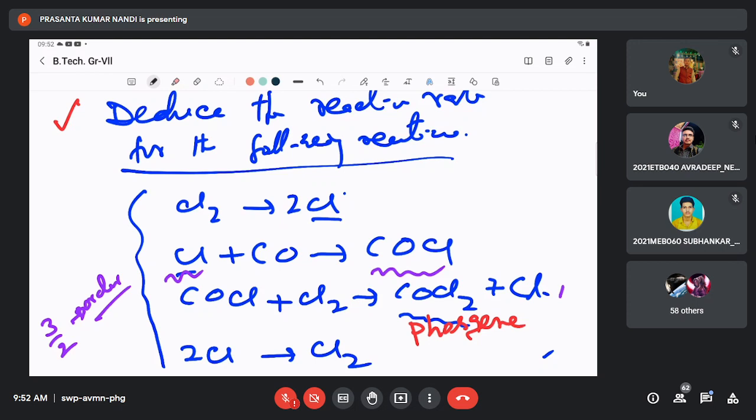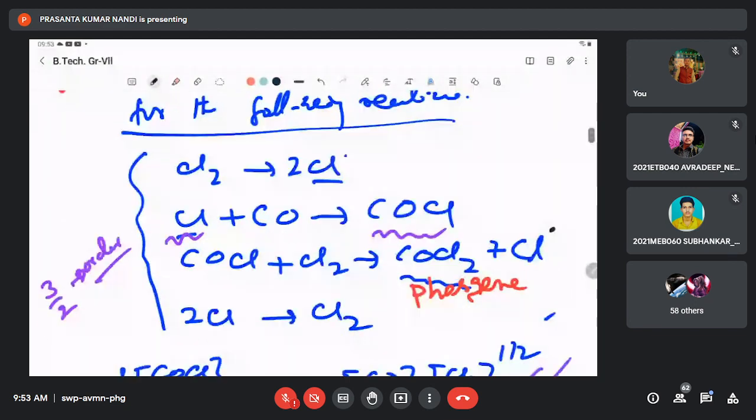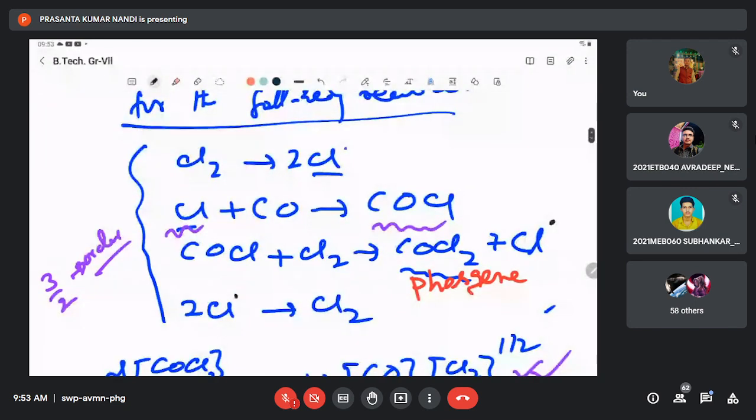That we call phosgene, COCl2, as well as a chlorine free radical. This is the chlorine free radical. And again, these chlorine free radicals we combine to produce the chlorine molecules.